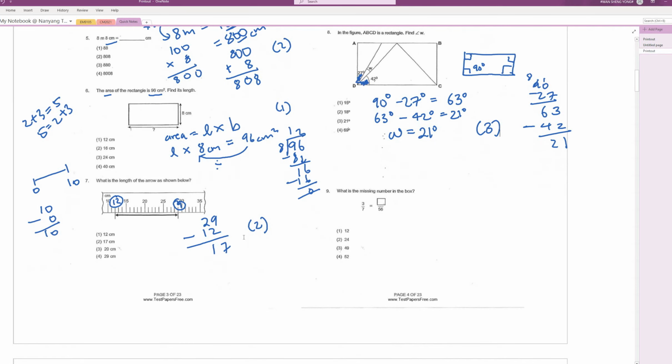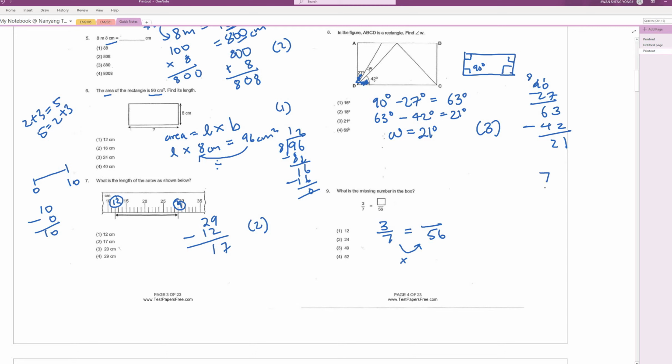Next question. What is the missing number in the box? Alright, so we have 3 over 7, which is equal to blank over 56. First we need to know how we can convert 7 to 56. Because 56 is larger than 7, we multiply. We multiply a certain number to 7, and that will give us 56. So let's check our 7 multiples.